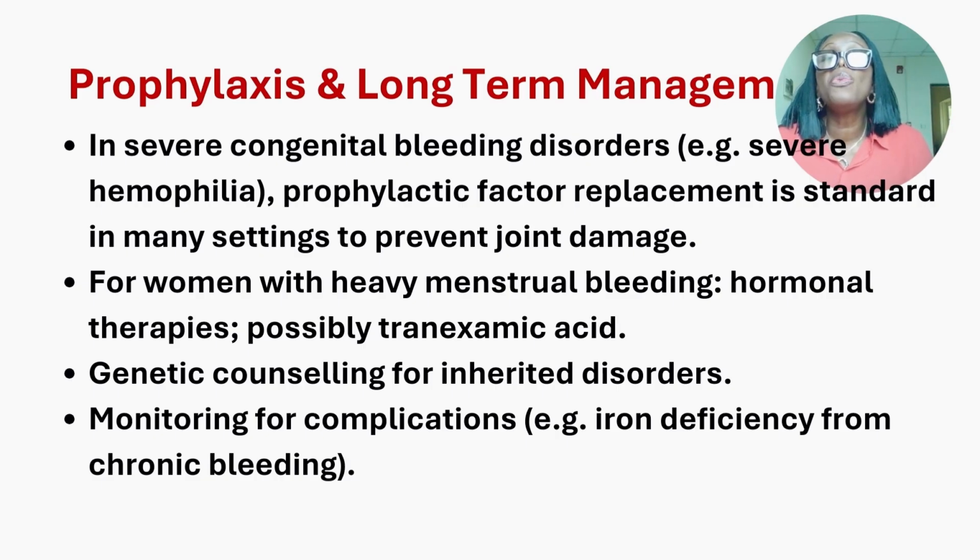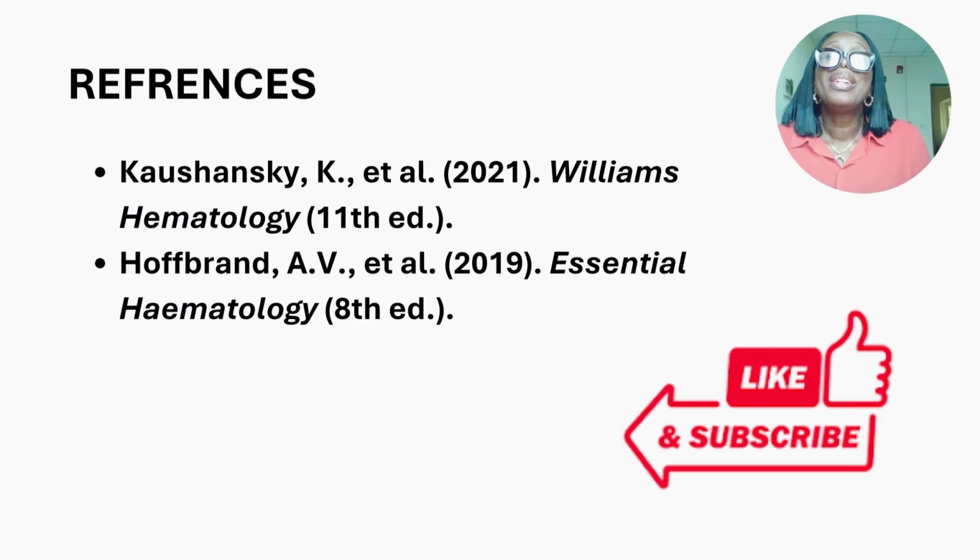And then for women with heavy menstrual bleeding, hormonal therapies can be recommended, or possibly tranexamic acid, and also genetic counseling for inherited disorders, and then monitoring for complications, for example to avoid iron deficiency anemia in chronic bleeding. These are my references.